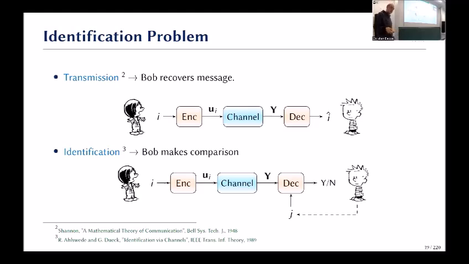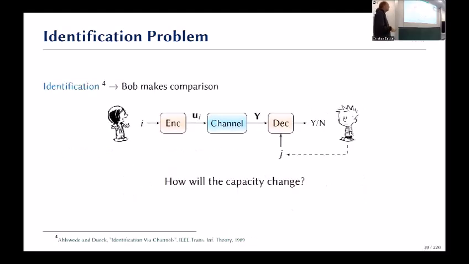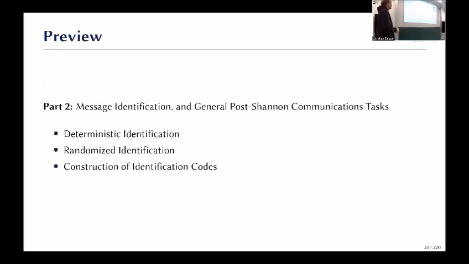So he makes a test, and he just wants to have a binary answer, yes or no. It's like a hypothesis test. Of course, the encoding has to be changed in such a way that Bob can make this decision. And of course, we assume that Alice does not know beforehand which message Bob will be interested in. Otherwise, it's easy. So how will this scheme now change the capacity? And this I will answer in the second part.